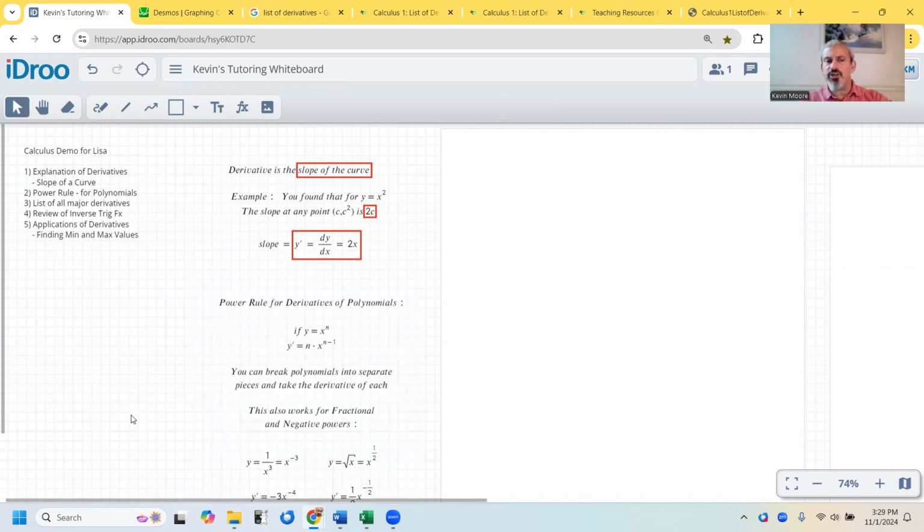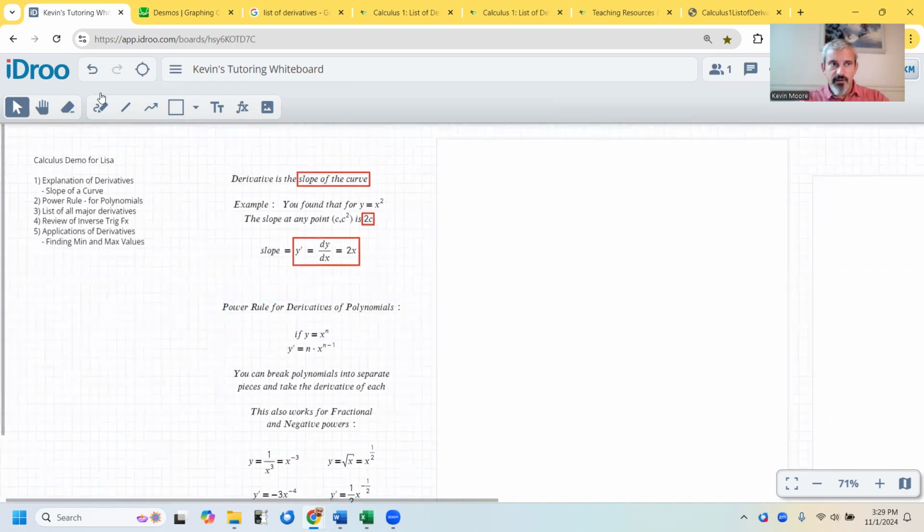If we have any function y equals x to the n power, the derivative is just n times x to the n minus 1. If I have y equals x to the 4th power, the slope is 4 times x cubed. If I have y equals x to the 3rd power, the slope is 3 times x squared. And this also works for negative exponents and fractions.